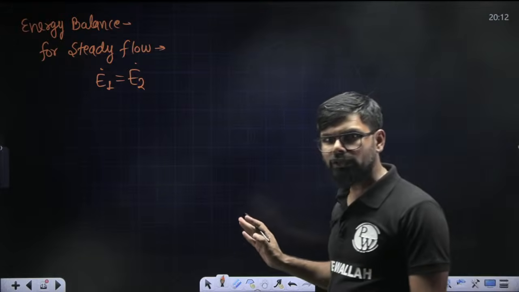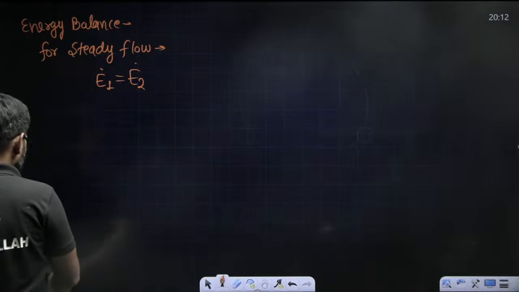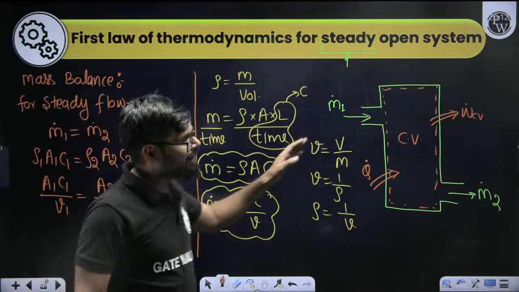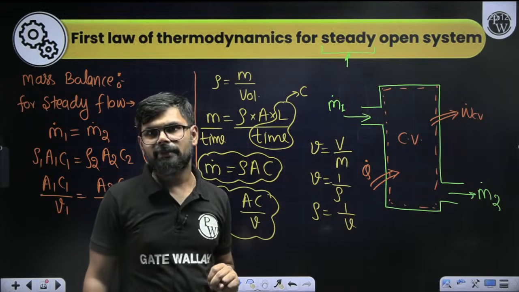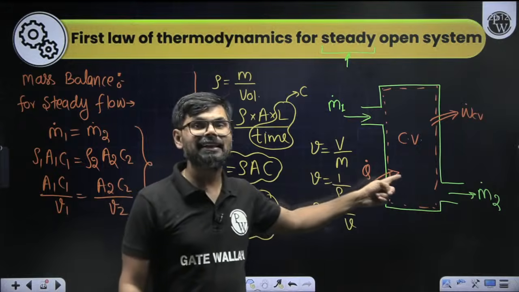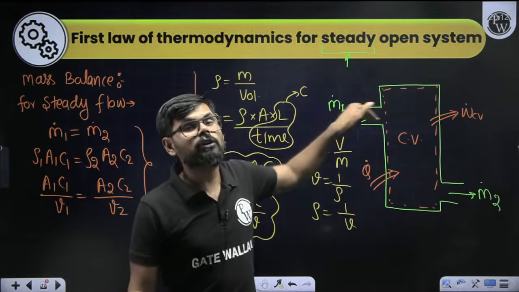E1 dot is equal to E2 dot, my dear student friends. So E1 dot is basically the rate of energy entering. Now, if you look here, the energy may enter in two ways. One is heat entering, right? Another is the energy entering through the fluid.